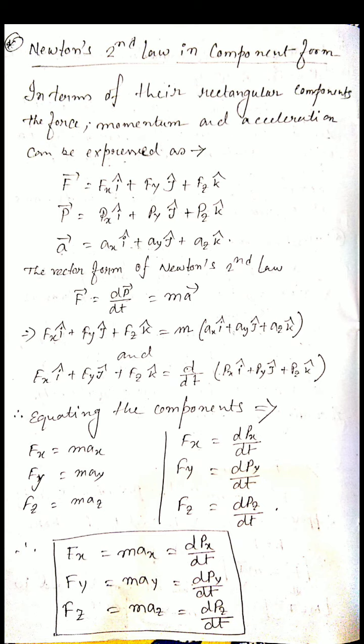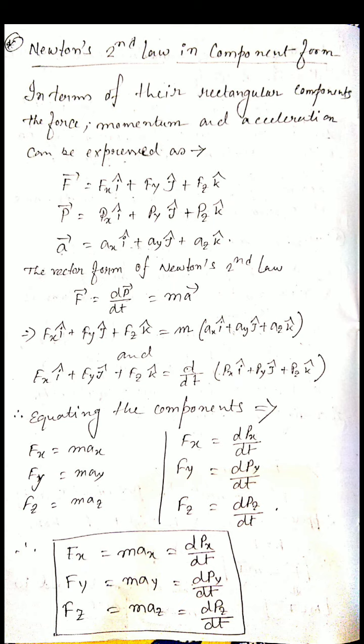And if we use the equation F equals dp by dt, then Fx i hat plus Fy j hat plus Fz k hat equals d/dt of, in place of p, we can write Px i hat plus Py j hat plus Pz k hat. Now, equating the same components, in the first expression we get Fx equals m into Ax, as i hat cancels on both sides.